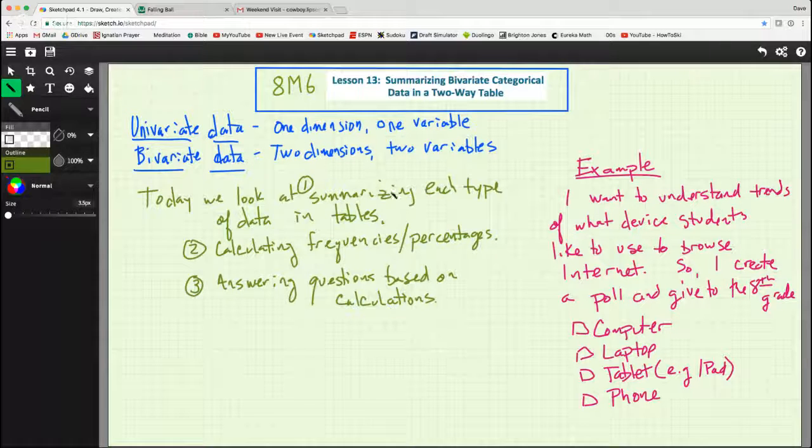So we'll give an example really quickly over here in this reddish pink thing, and we'll talk about some univariate data. But also as an overview today, we're going to look at summarizing each type of data in tables. So we're going to start off with summarizing some univariate data in tables. We're going to calculate some percentages, or what they call frequencies when we're talking about statistics. We often use the word frequency instead of percentage. And then we're going to answer some questions based on our calculations and our percentages.